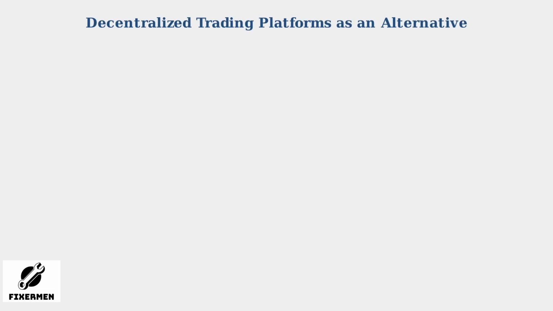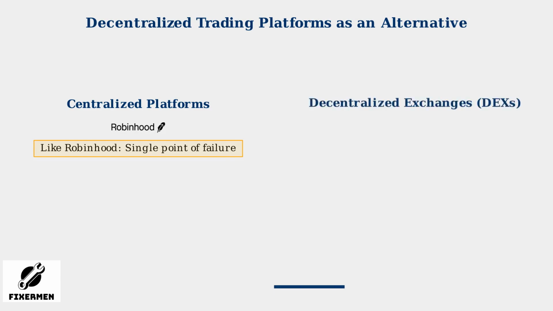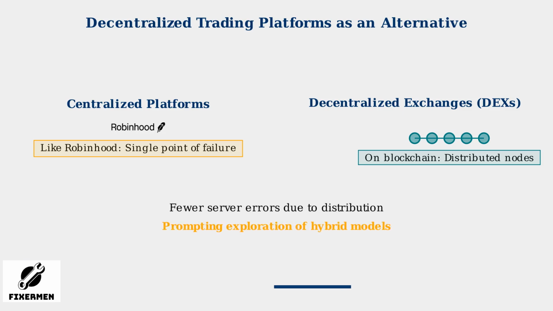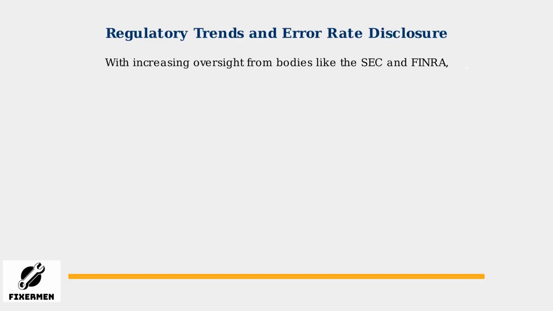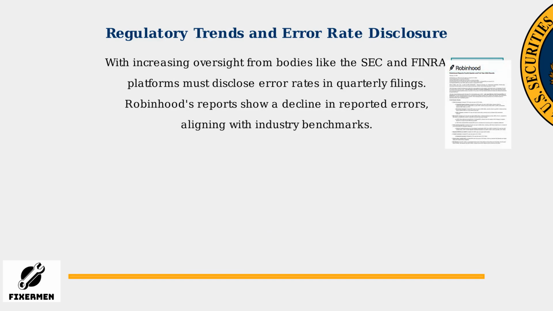Decentralized exchanges, or DEXs, operate on blockchain technology with distributed nodes instead of a single central server. This design significantly reduces the risk of widespread server errors compared to centralized platforms like Robinhood. The contrast highlights vulnerabilities in centralized systems and is driving exploration of hybrid trading models that combine the best of both approaches. With increasing oversight from bodies like the SEC and FINRA, platforms must disclose error rates in quarterly filings. Robinhood's reports show a decline in reported errors, aligning with industry benchmarks.